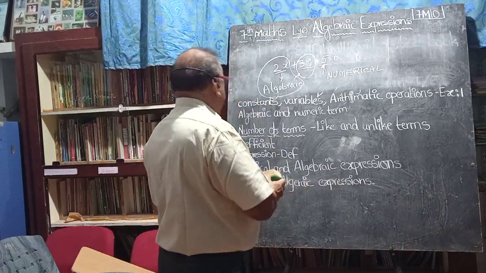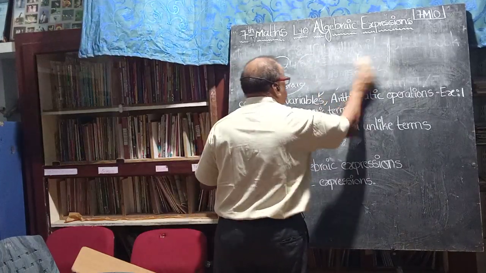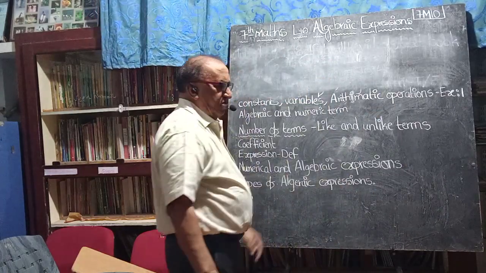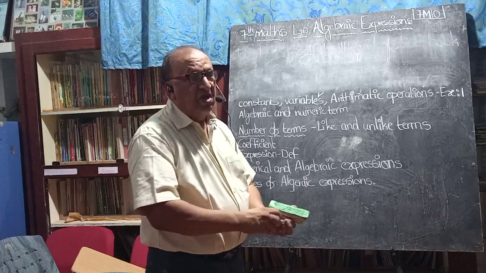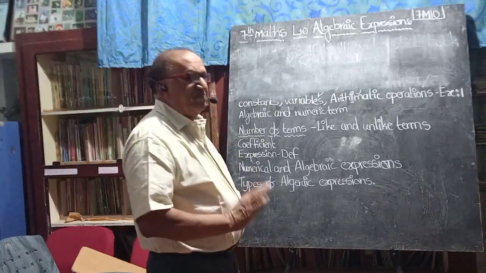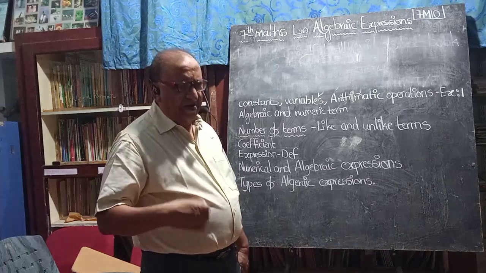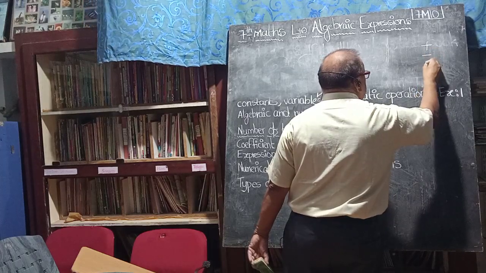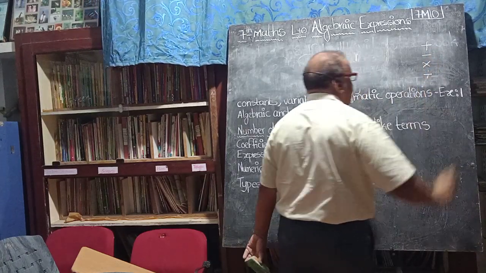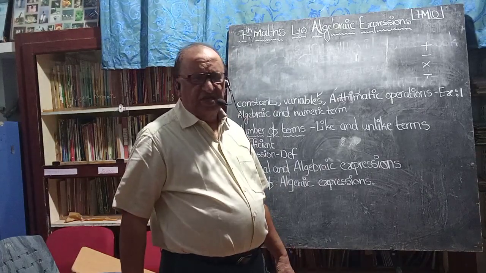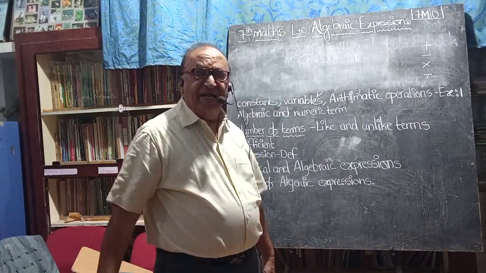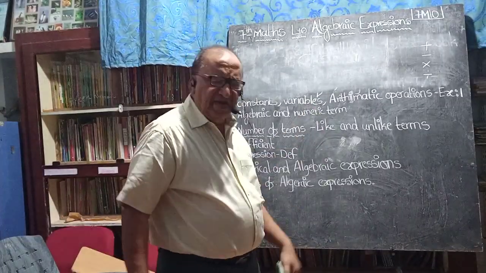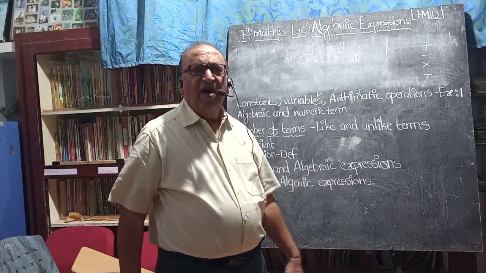Understand? Okay. So we learned about constants and variables. Now I want to tell you about arithmetic operations. Arithmetic operations are what we normally know: plus, minus, multiply and divide. We have to do these. How do we do them? These are the four operations: plus, minus, multiply and divide.